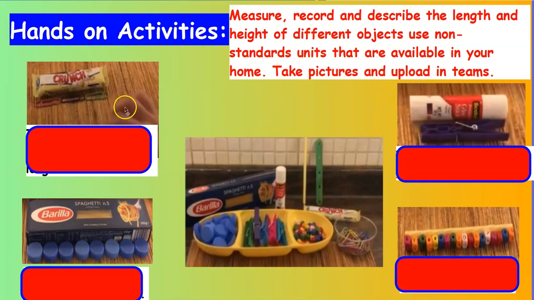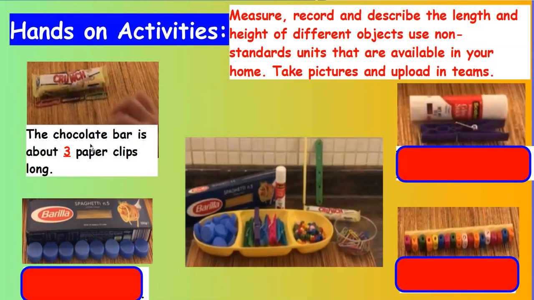All right. Now, look at here. This is the example. Okay. Can you look at here? I have here the chocolate bar. What non-standard unit do I use to measure the chocolate bar? I use the paper clips. Very good. Now, can you count how many paper clips are here? Ready? One, two, three. All right. Now, who among you can describe? Okay, can you tell me? All right, so the chocolate bar is about 3 paper clips long.